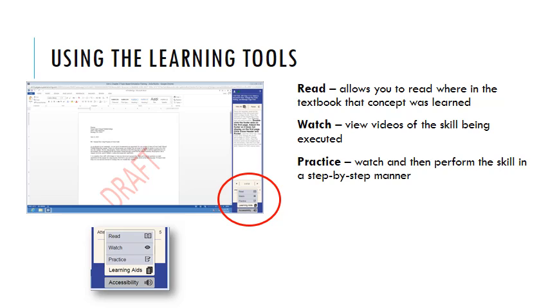The second one is called watch, and that's where you can view a video of the skill being executed or performed. And the last one is probably the most helpful in my opinion. It's the practice. It's where you watch the narrator tell you about and do the skill, and then you perform the skill in a step-by-step manner. And once you finish the practice, then you go back to the simulated work environment and then you actually execute the skill yourself.